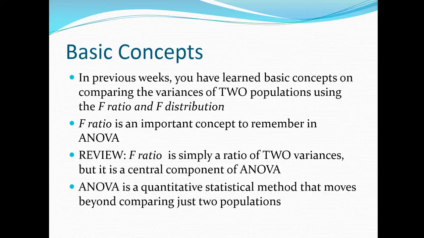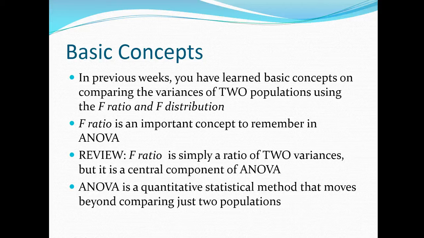But I've already discussed with you what is the z-score distribution, what is a t distribution, and now we're just looking at F distribution. Again, just minor differences, different tables, but ANOVA builds on the F distribution and F ratio. So F ratio is an important concept to remember in the analysis of variance. A quick review: F ratio is a ratio of the 2 variances, but it is a central component of ANOVA.